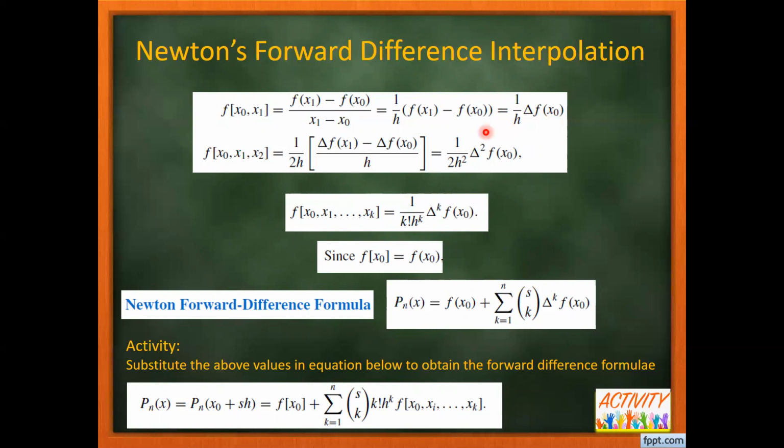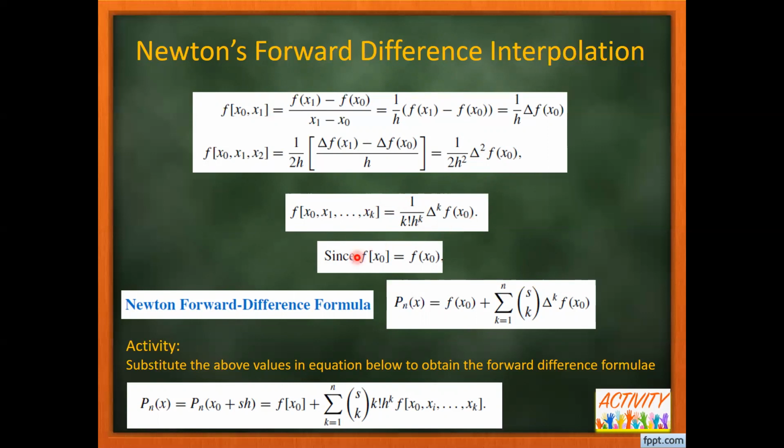So the denominator x1 minus x0 is simplified with a constant value h. Now for the second order divided difference, it can be written as 1 by 2h square delta square f of x0, the second simple difference at x0 node. So following the same pattern, the divided difference f of x0 to xk can be replaced with 1 by k factorial h raised to power k delta k of f of x0.